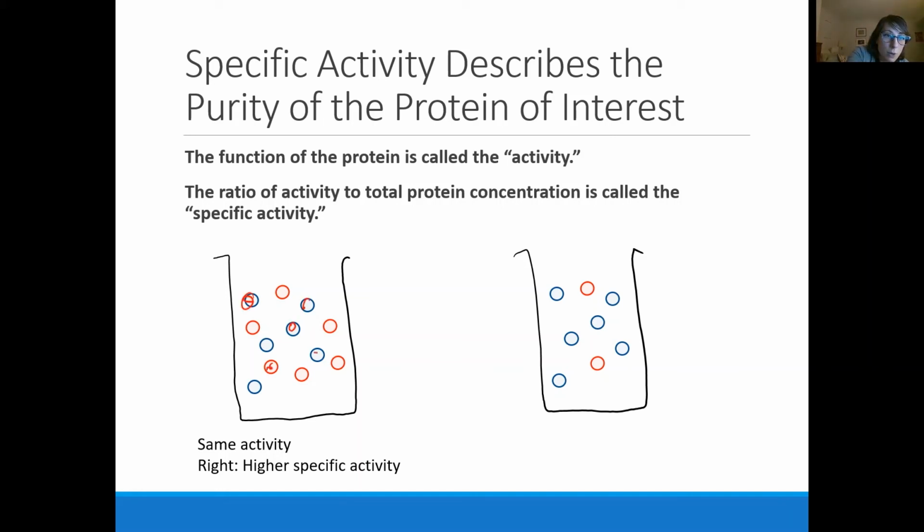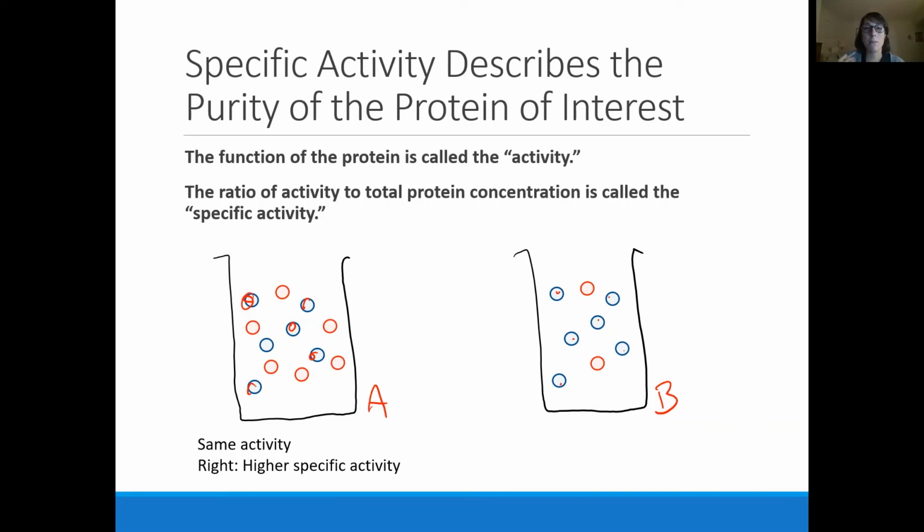1, 2, 3, 4, 5, 6. Oops, I counted one that was not there. 6 and 6. So you can see there's the same amount of protein in beaker A as there is in beaker B, the same amount of blue protein. Their activity should be the same. Their ability to do some type of conversion, or whatever it is that they can do, will be the same in beaker A and beaker B because there's the same number of protein.